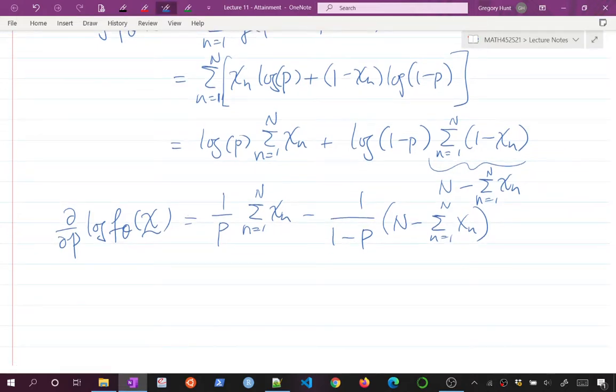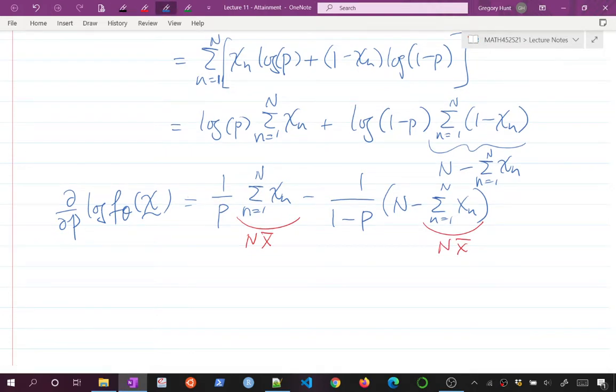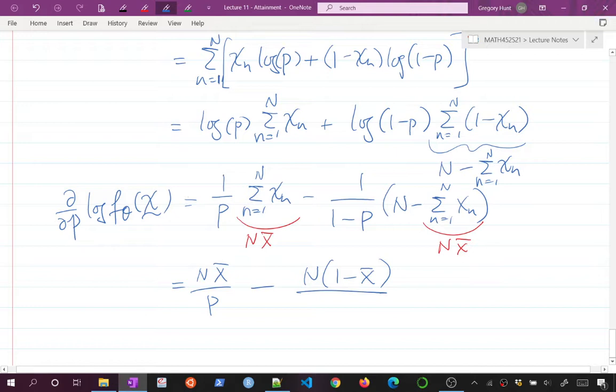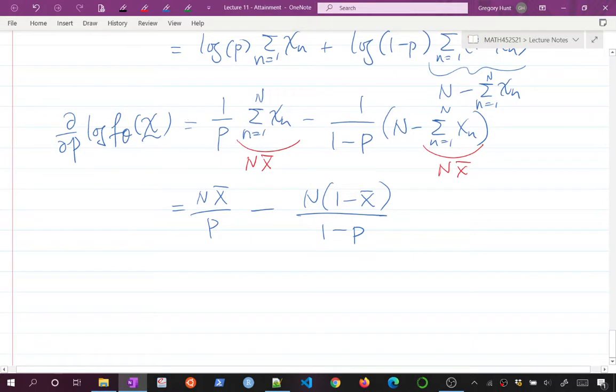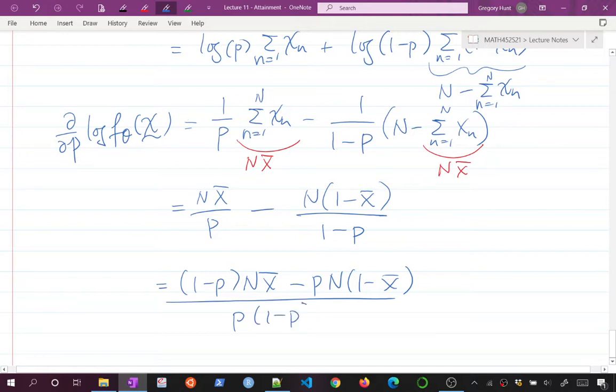Now, I really don't want to have to write these sums a bunch of times. Notice that the sum of xn's is the same thing as n times x bar. So I can replace these with n times x bar, and that will make me happier because I don't have to write the sigma notation a bunch of times. So what I get is n x bar over p minus n times 1 minus x bar over 1 minus p. And I want to simplify this more, so let's cross multiply. This is 1 minus p times n x bar minus p n times 1 minus x bar, over p times 1 minus p.